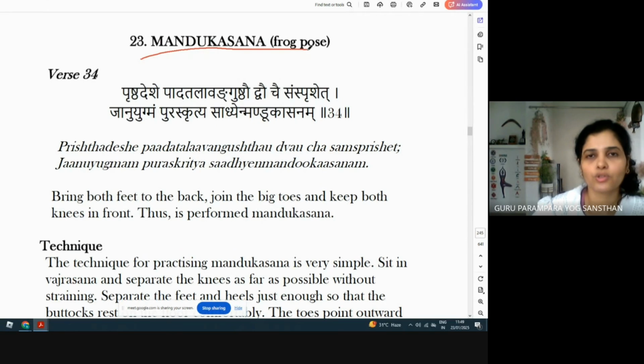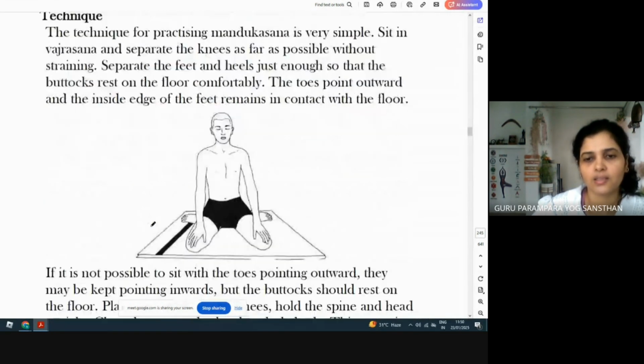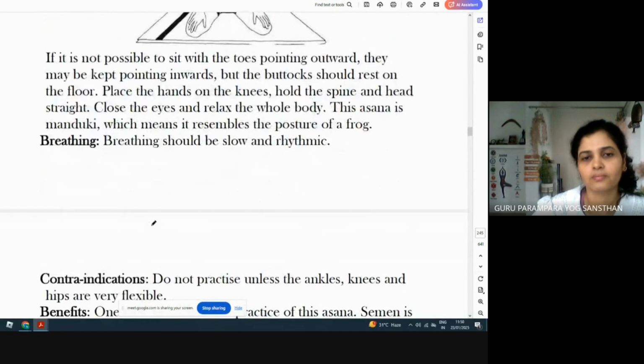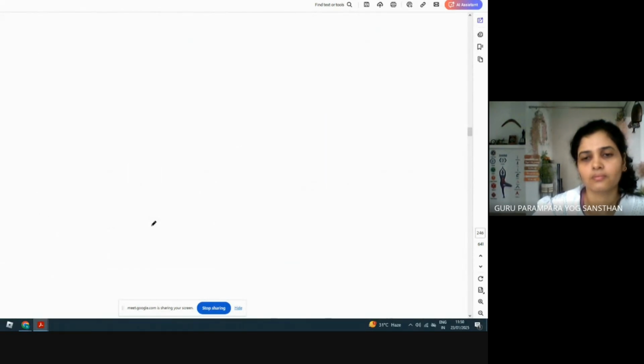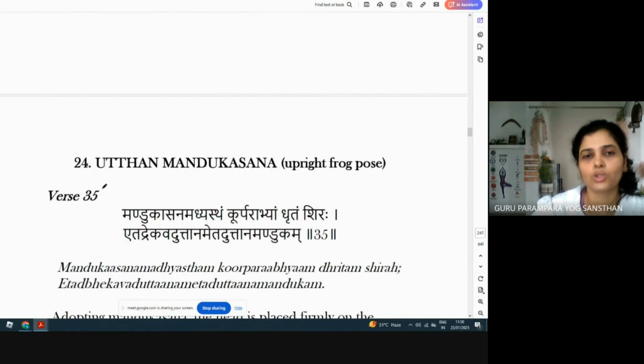Mandukasana. It was not there in Adya Pradipika. Prashta Dese Padatale Ashtagushto Do Che Sans Prashet Jano Yugam Pur Skratya Sandhe Mandukasanam. Bring both feet to the back, join the big toes and keep both knees in front. Thus Mandukasana, like that. Uttana Mandukasana.